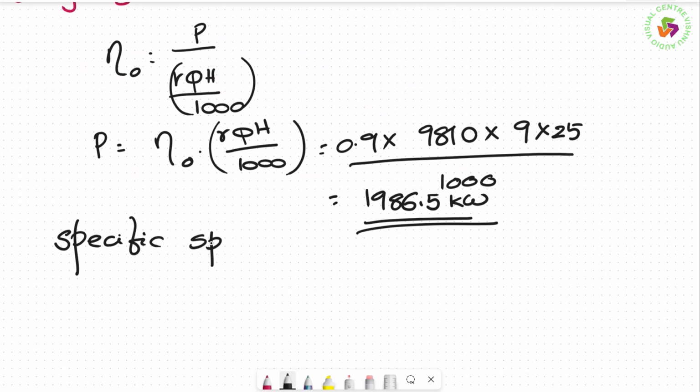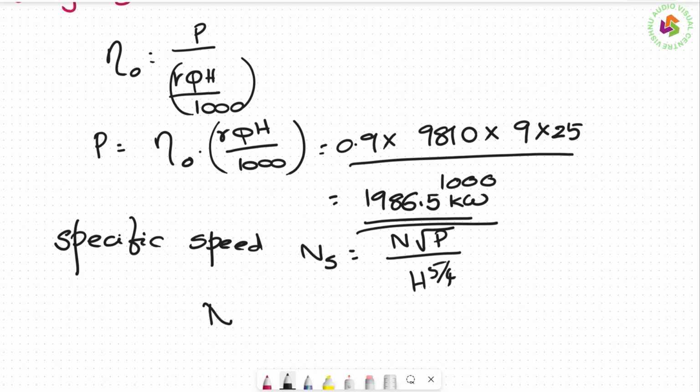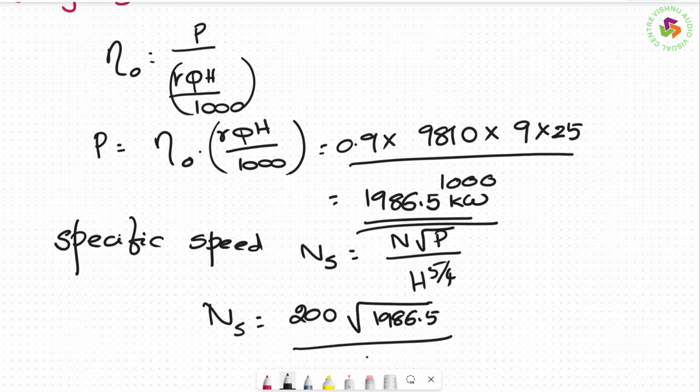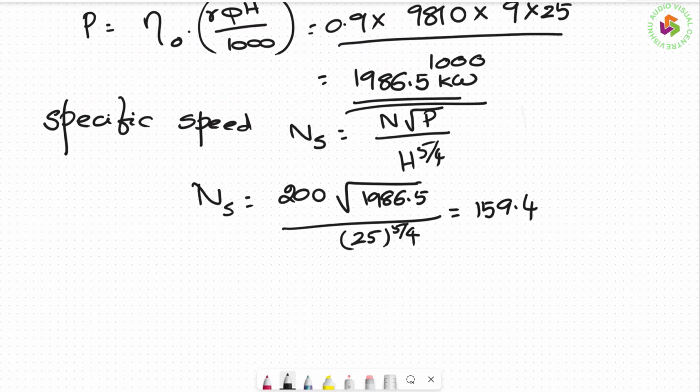What is the equation for specific speed? Specific speed Ns is equal to N root P divided by H to the power of 5 by 4. So he has given N is equal to 200 rpm, power is equal to 1986.5, divided by H is equal to 25 whole to the power of 5 by 4. So the answer will be 159.4, basically the specific speed.